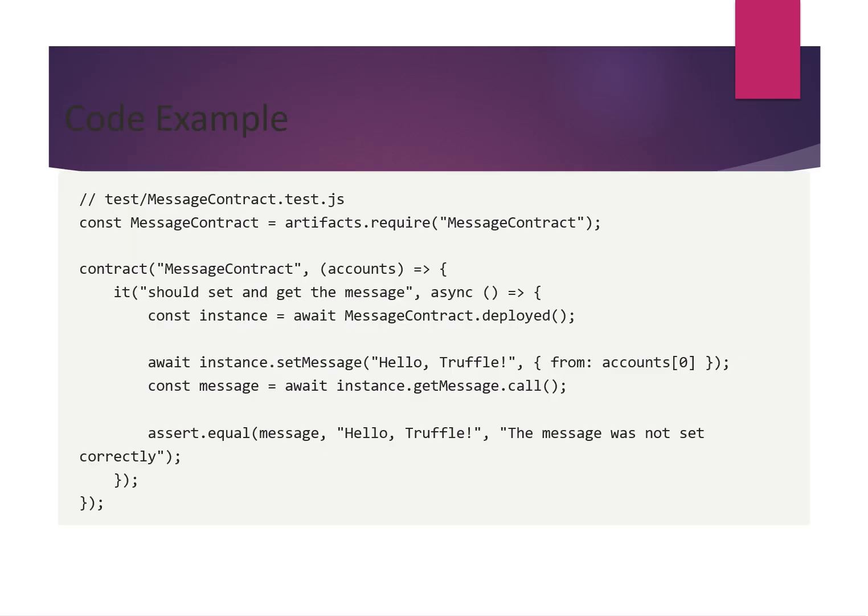So this is the script we will be using to test the contract. First, the first line imports the compiled contract. Then we make a contract which defines a test suite for the message contract. Then we define a test case. Later we retrieve the deployed contract instance and call the set message and get message functions. The last line, assert.equal, asserts that the message is set correctly.